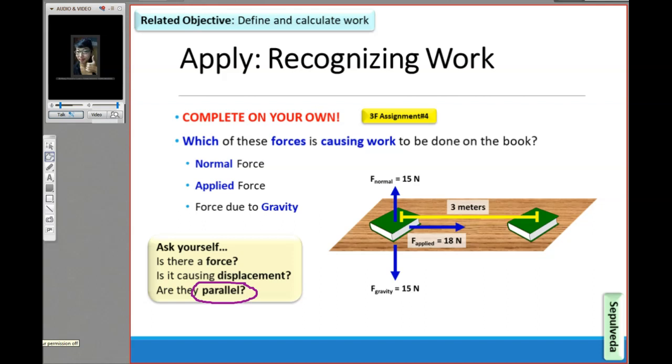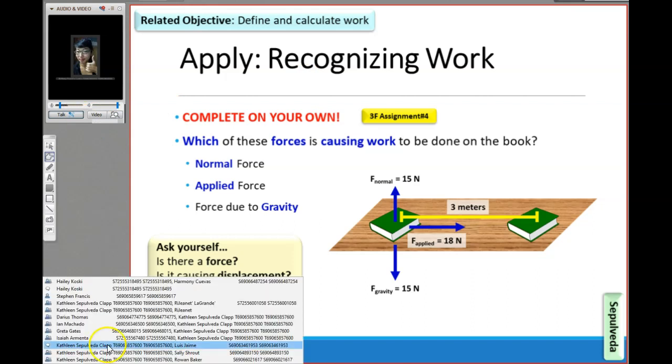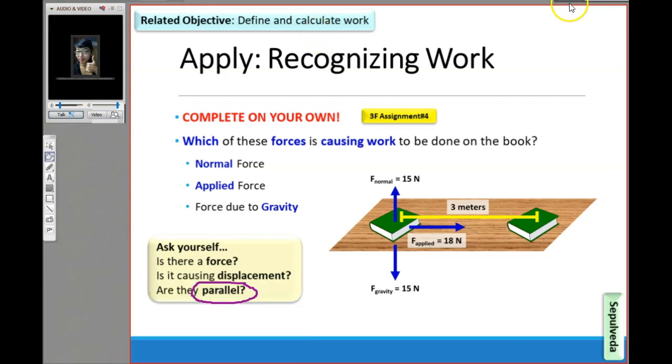Yes, perfect. All right, looking good. Let's go ahead and move on, everybody, because we are almost out of time here. Perfect. All right, here we go.